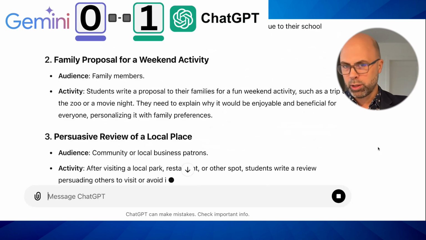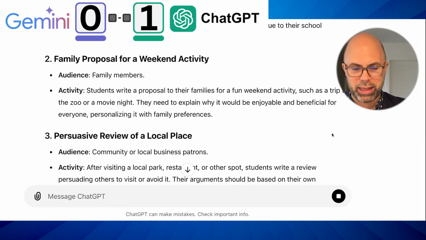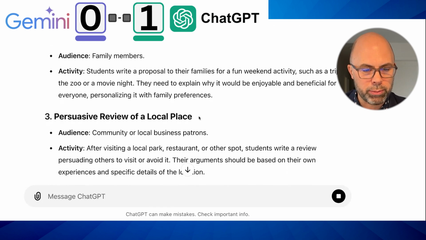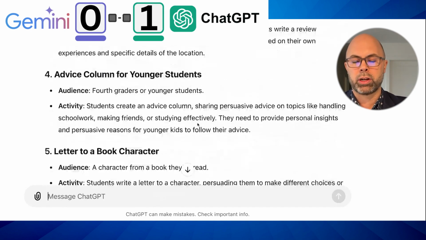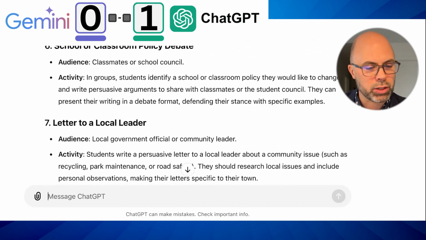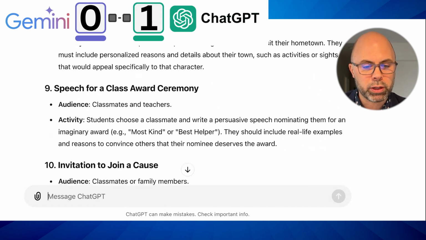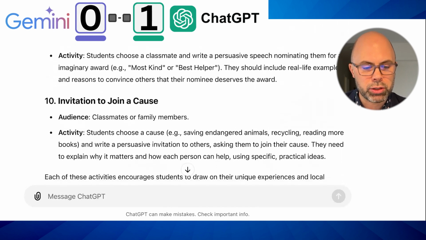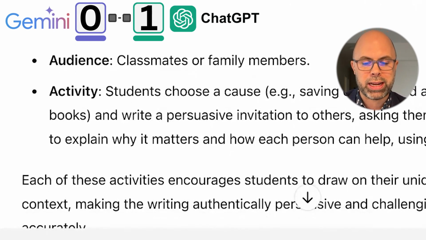Now the letter to the principal is good because it should be based on actual contextual details from your school, right? And in that sense, it's not possible for ChatGPT to really do a good job there. Family proposal for a weekend activity, persuasive review of a local place, advice column for younger students, letter to a book character, school or classroom policy debate, that's a great one, letter to a local leader, convince a character to visit their hometown, speech for a class award ceremony, and invitation to join a cause. So ChatGPT is giving each one of these an audience and activity.